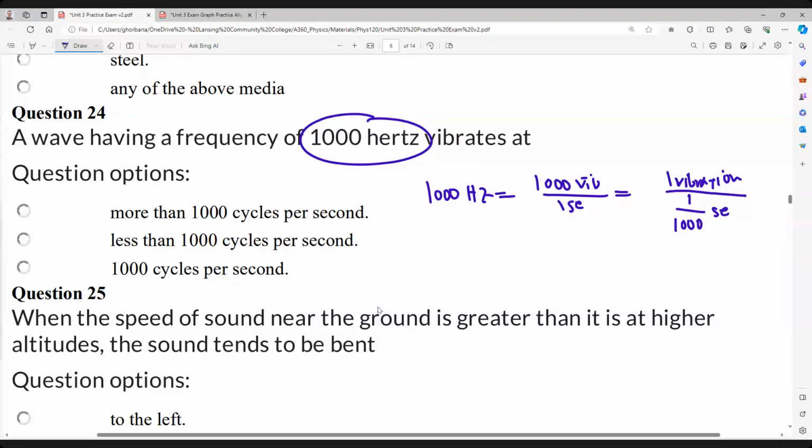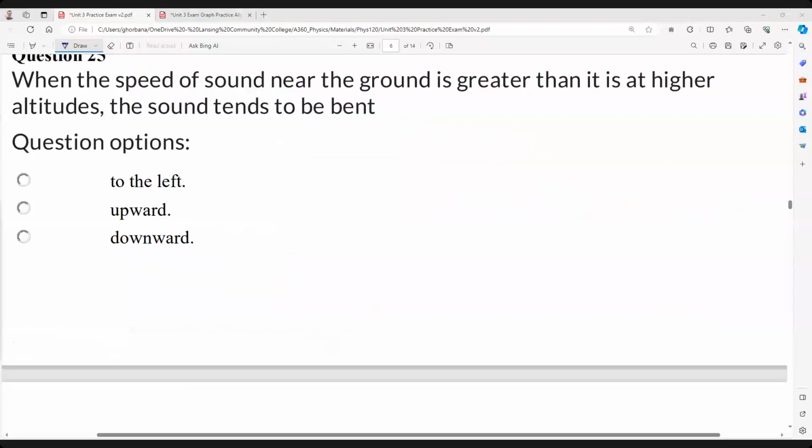So number 25, when the speed of sound near the ground is greater than at higher altitude, the sound tends to bend upward. Again, when the speed of sound near the ground is greater than at higher altitude, the sound always moves toward the air with the lower temperature. So it's going to be upward.